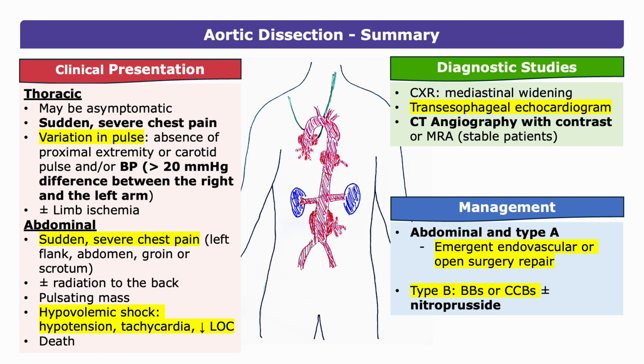If your patient is stable, then at that point you can use a CT angiography with contrast, but remember they have to be stable. Management of abdominal and type A or ascending dissections is going to be an emergent endovascular or open surgery repair. Type B, we're going to control the blood pressure with beta blockers or calcium channel blockers, and we can add also nitroprusside.